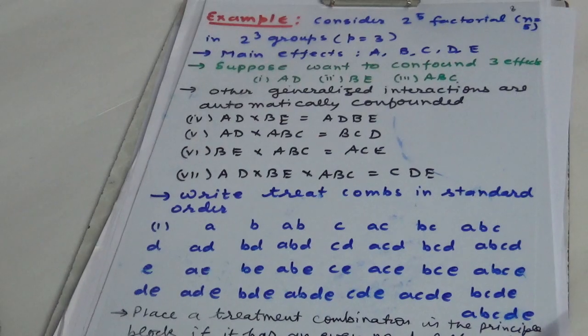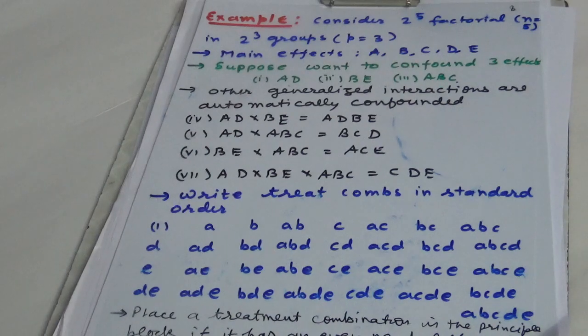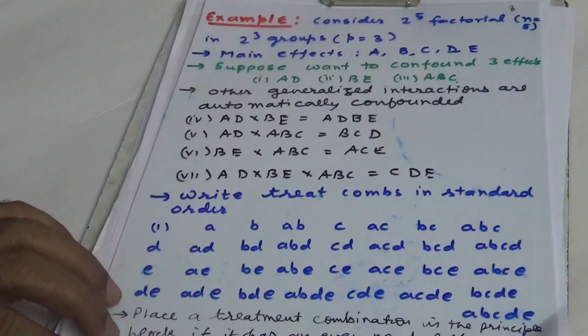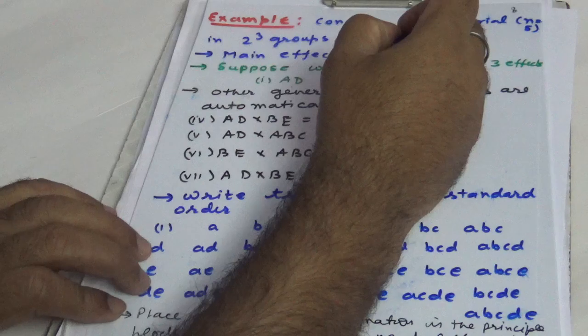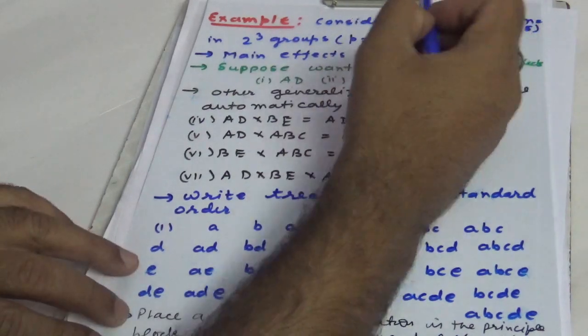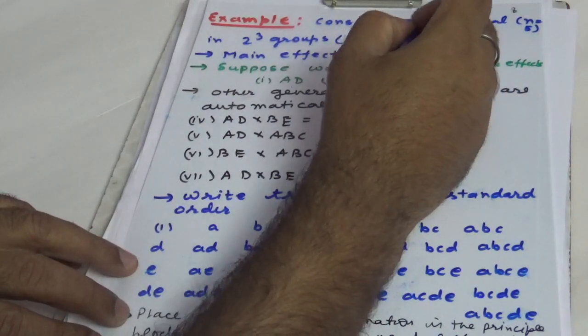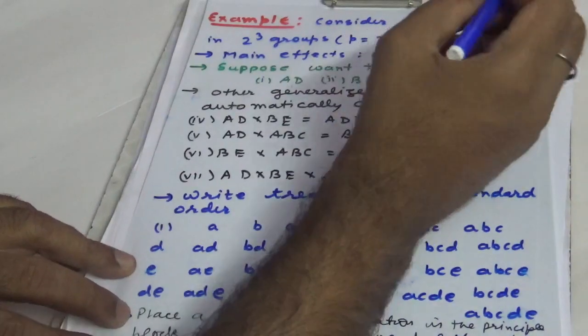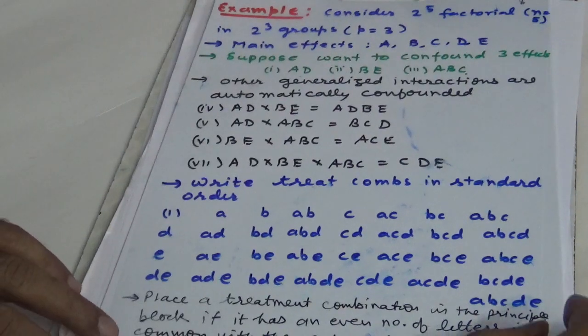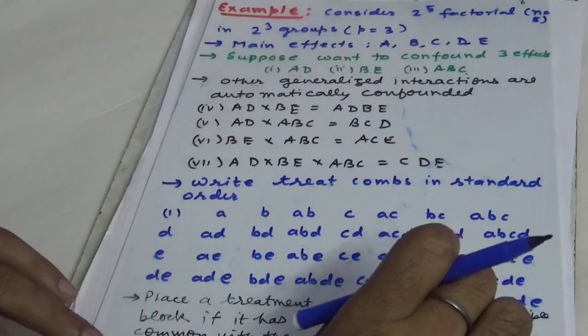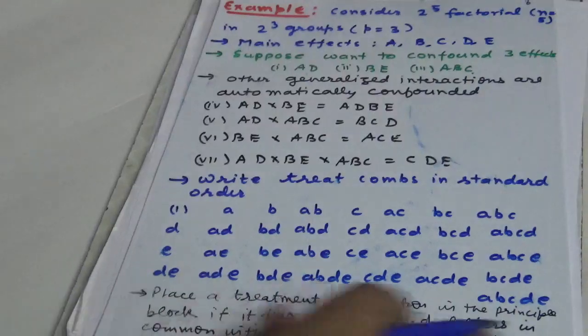So now I have to write all the treatment combinations in the standard order. What do you really mean by standard order? You can recall that this is a 2 to the power of 5 factorial experiment. So there are going to be 2 into 2 into 2 into 2 into 2, that is 32 treatment combinations, and they have to be written in a particular order. So how are we going to do it? I can show you on this sheet and then I will continue.